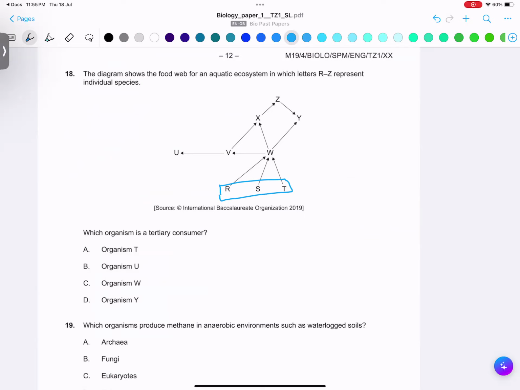I think this is the primary consumer. This is the secondary consumer. And these are also secondary consumers. So this is a secondary, oh no, sorry. This is also a secondary consumer, I think. Yeah. And this is a tertiary consumer. Okay, and these are just producers.